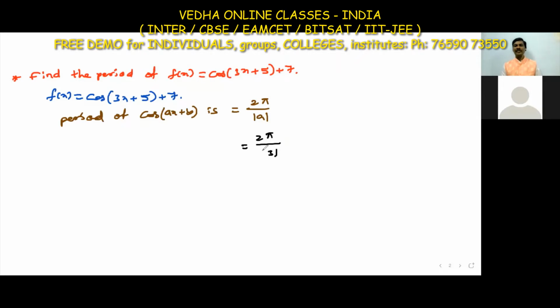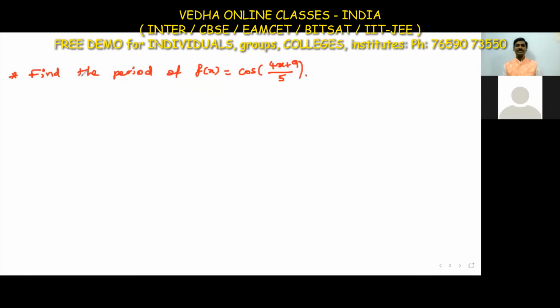So what is the answer? The final answer is 2 pi by 3. This is the required answer. The period of cos of 3x plus 5 plus 7 is 2 pi by 3. Understood? If we go to the next question, find the period of f of x is equal to cos of 4x plus 9 divided by 5.